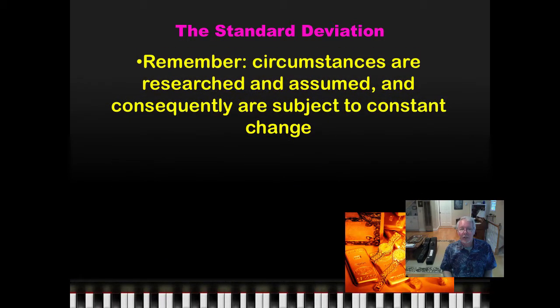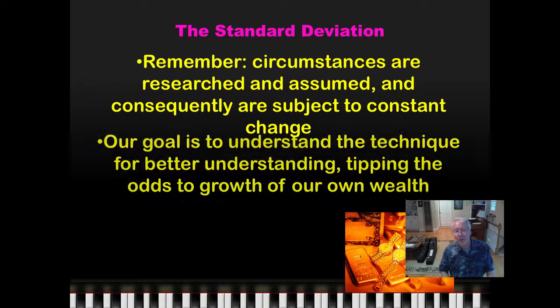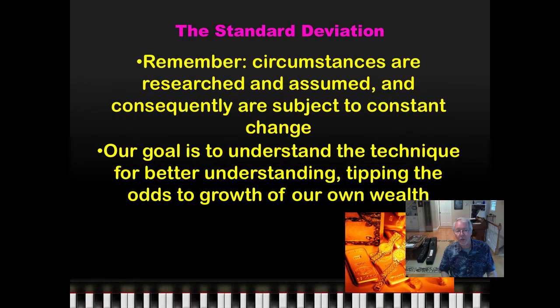Now, please remember, circumstances are researched and assumed. We have no idea if our economist is right. You line up 3 economists or 3 dozen economists in a room, and they may come up with all different opinions. And secondly, to make matters worse, what happened in the past does not always indicate or guarantee that the same things will happen in the future. So you've got at least 2 variables here that could end up being all over the map. Please be aware of that danger. Our goal is to tip the odds in our favor to become richer by understanding the technique.